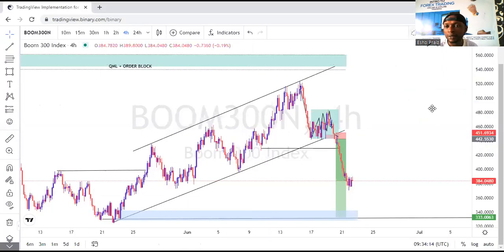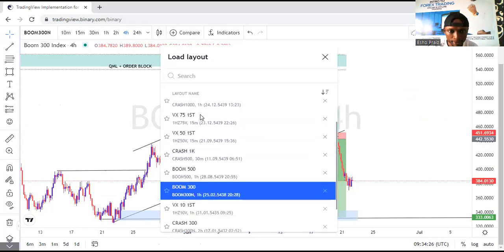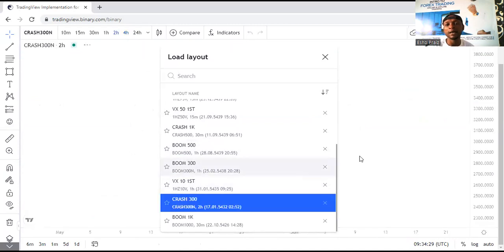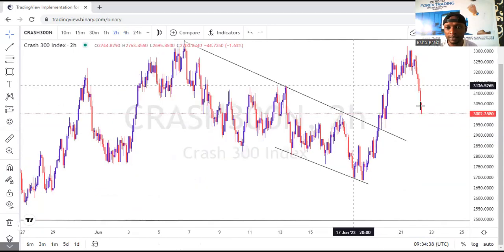Let's go to Crash 300. Please hold on, guys. Okay, this is it, guys. Now, we have closed this market anyway, but let's still check. Now, this is Crash 300. Okay, good.